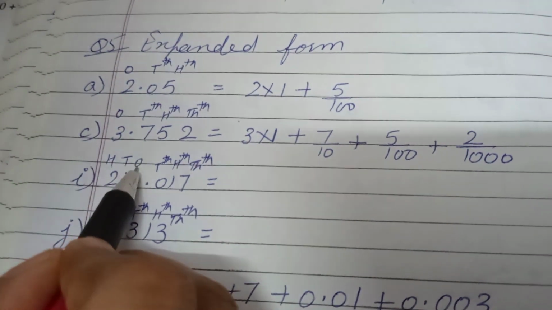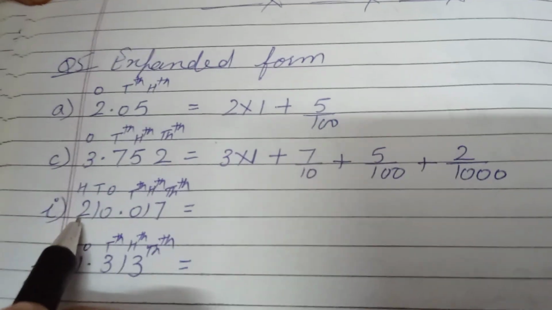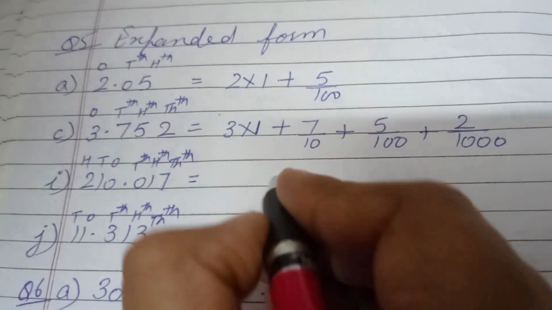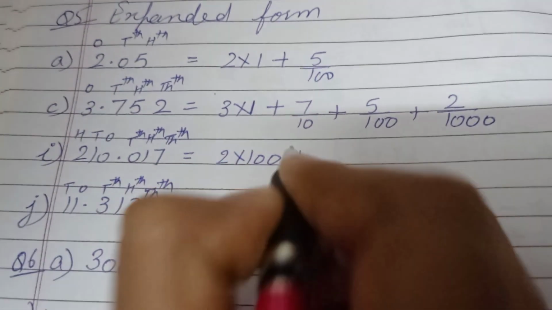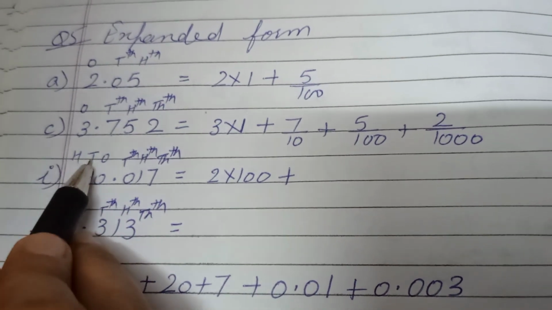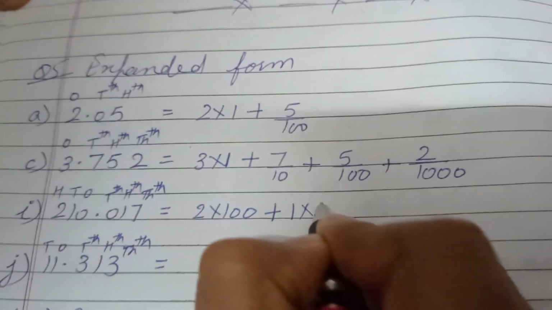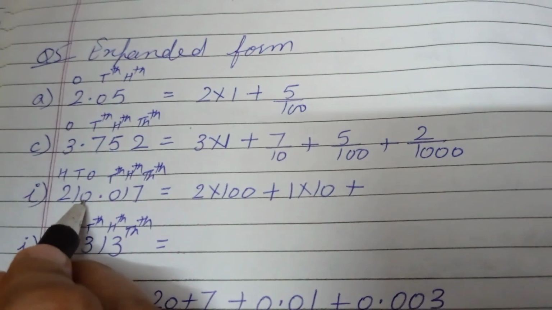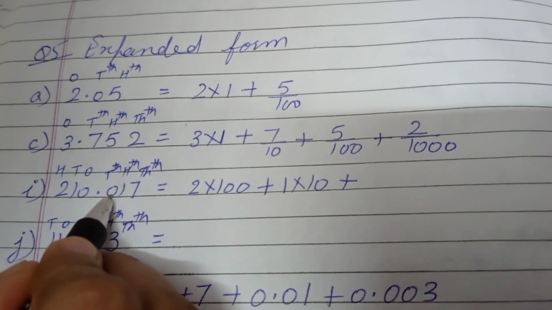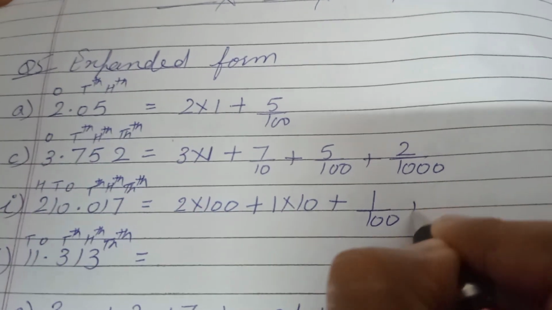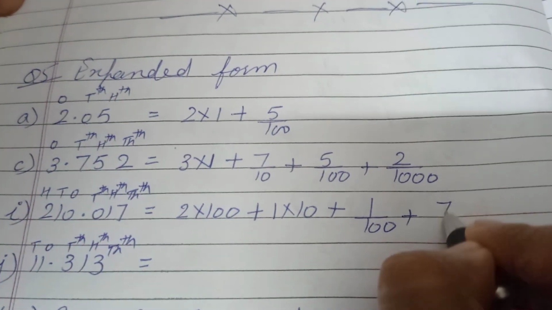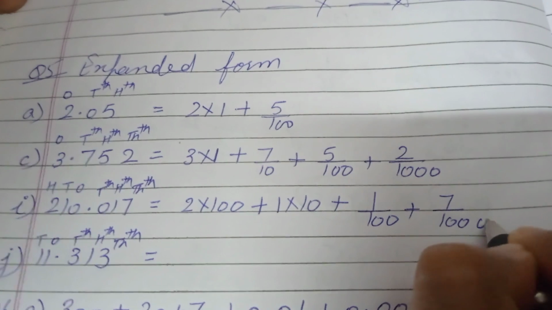Now 0 is on the ones place. It doesn't have any value. 2 is on which place? Hundreds. So how will it be written? 2 multiplied by 100, plus 1 is on the tens place, so 1 multiplied by 10, plus 0 doesn't have any value. 0 doesn't have any value. 1 is on the hundredths place, so 1 by 100. 7 is on the thousandths place, so 7 by 1000. Clear?